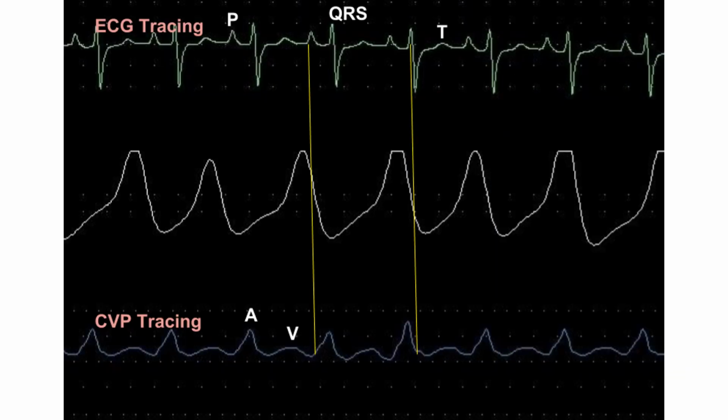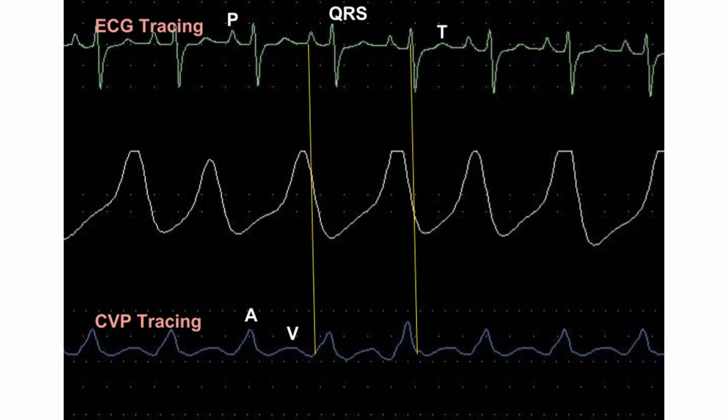The upper green tracing is the ECG. Middle white tracing tracks the respiration, though at a slower sweep speed, and the lowermost blue is the central venous pressure tracing. The peaked wave immediately after the P wave on the ECG is the A wave, and the rounded wave after that is the V wave.